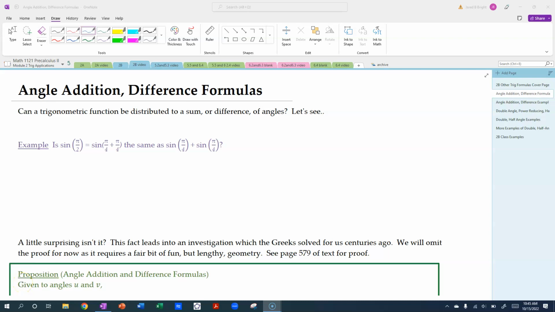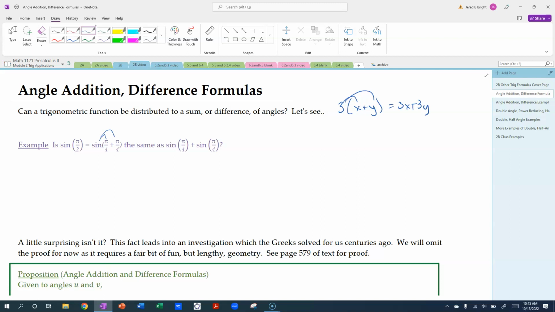Now we're going to look at some more properties of trig functions, and specifically we want to look at distribution. In other words, and you can see in this example, can we distribute sine the same way we did with real numbers? We know that if we had, say, 3(x + y), we could distribute the 3 and say this is 3x + 3y. Is the same true with trig functions?